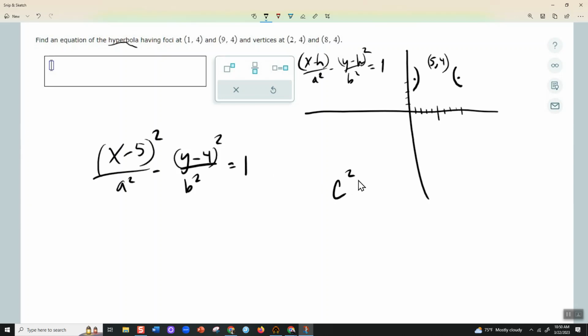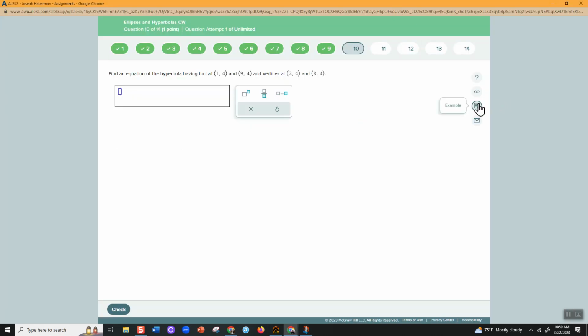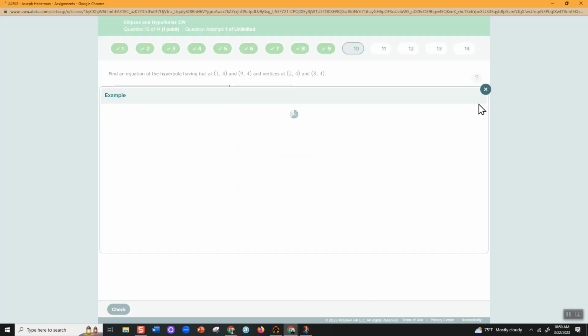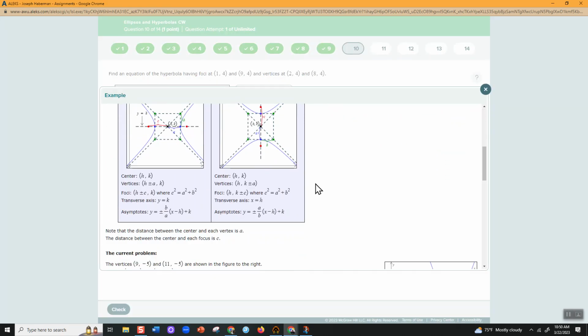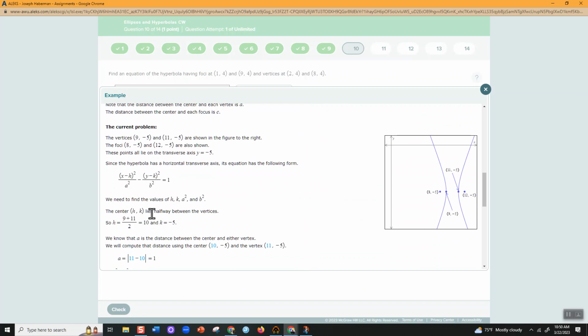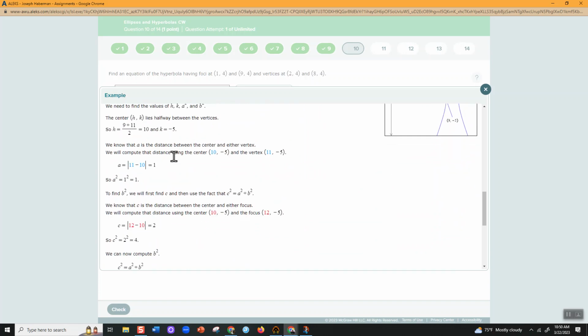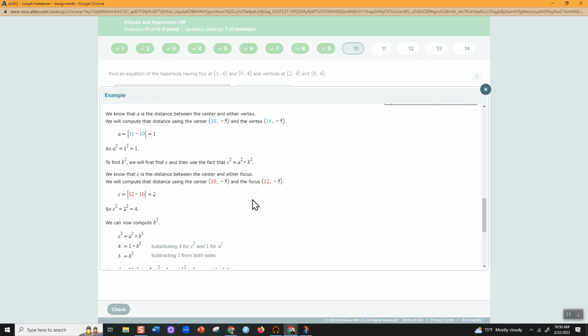How do I find my a squared and my b squared? Well, I need to go back to the idea that c squared equals a squared plus b squared for hyperbolas. And I know that my c squared, this I'm going to show you with Alex. C is the distance from the center to the foci. So they found the midpoint there. C is the distance between the center and either focus. C, the center, distance between the center and the focus.